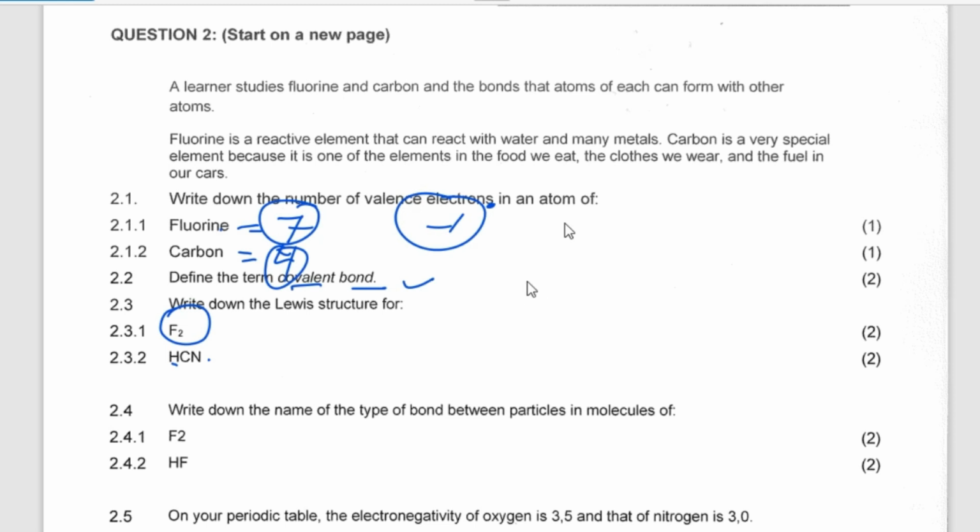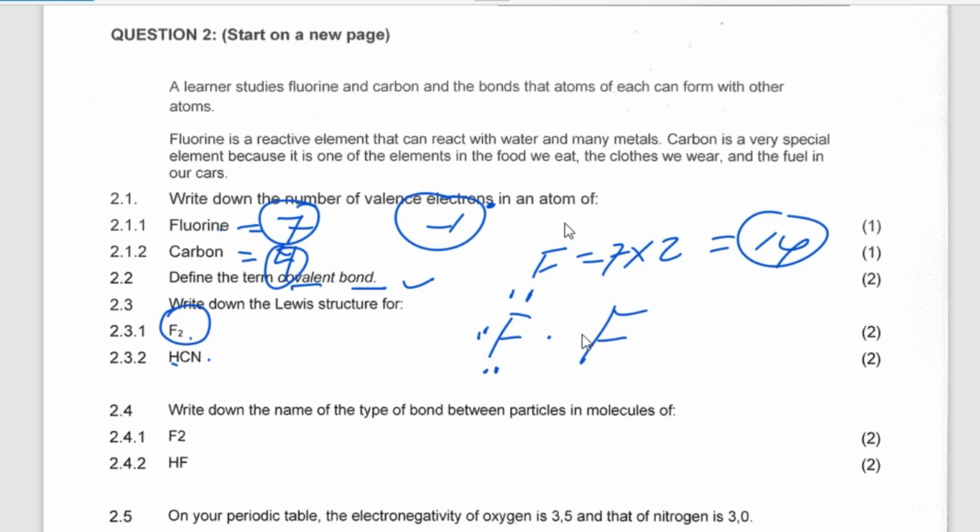Okay, fluorine is in group 7. If it's in group 7, it has 7 electrons. So times 2 because I have 2 of them. It means that the electrons I'm supposed to use are 14. So now I'm going to draw fluorine. It's 1, 2, 3, 4, 5, 6, 7. Then the other side also, 1, 2, 3, 4, 5, 6, 7. Meaning that now this one is going to form the bonding. Hence, that is the structure.